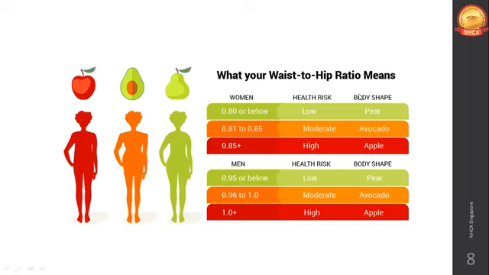Then next you have the waist to hip ratio. Women who have a waist to hip ratio of less than 0.80 or below have a very low risk for heart diseases. Waist to hip ratio is what? Your waist divided by your hip. That is the waist to hip ratio.